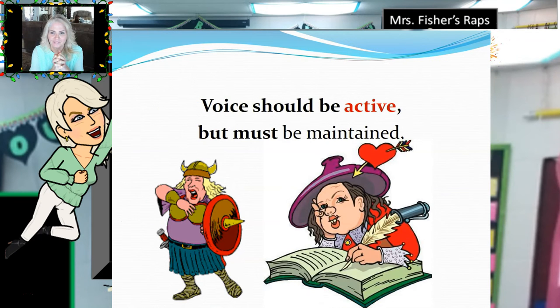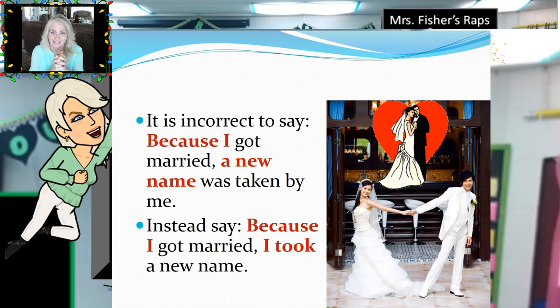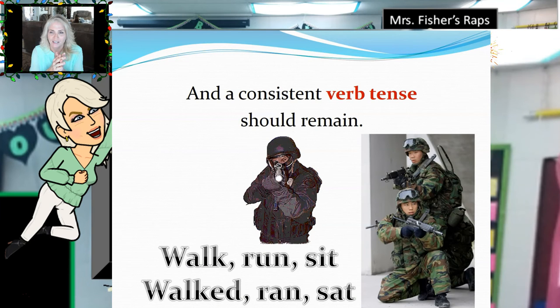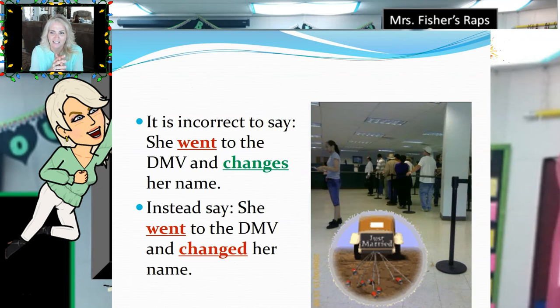Voice should be active, but must be maintained. It is incorrect to say, because I got married, a new name was taken by me. Instead, say, because I got married, I took a new name. And a consistent verb tense should remain. It is incorrect to say, she went to the DMV and changes her name. Instead, say, she went to the DMV and changed her name.